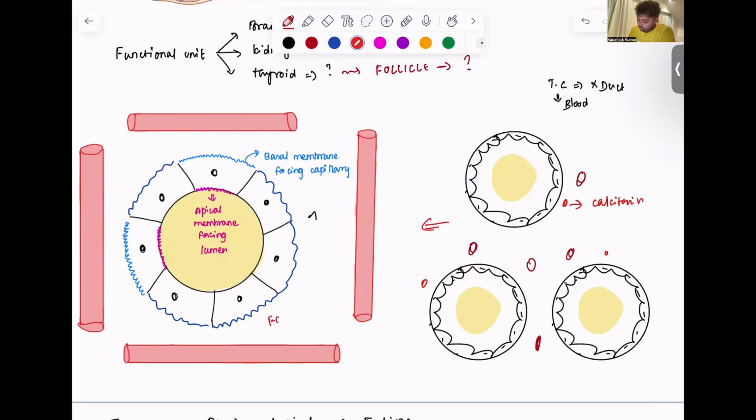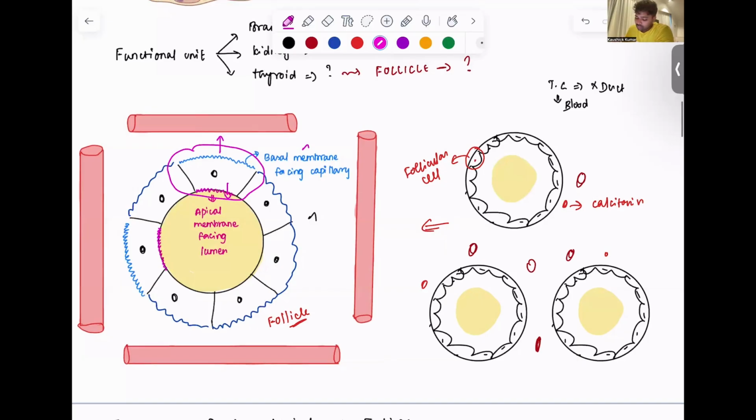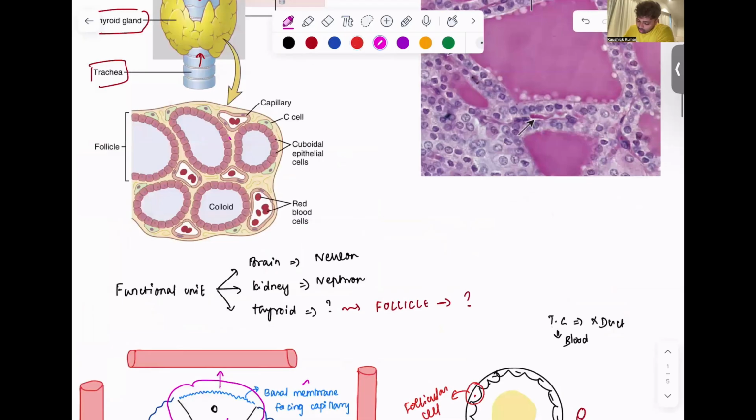This is a single follicle and it is lined by simple cuboidal epithelial cells. A single epithelial cell is called a follicular cell. Here you can see a single follicular epithelium. The side that is facing towards the capillary is the basal membrane, and the side that is facing towards the colloid is called the apical membrane.